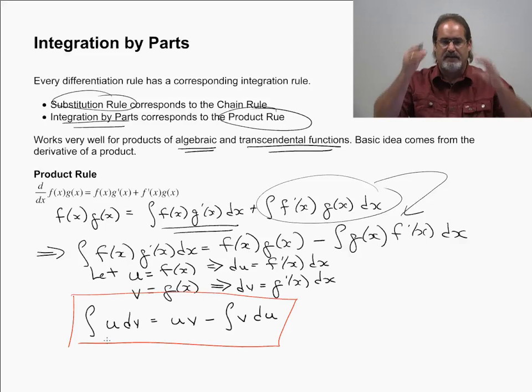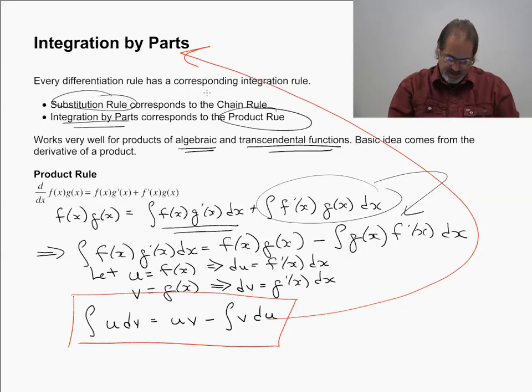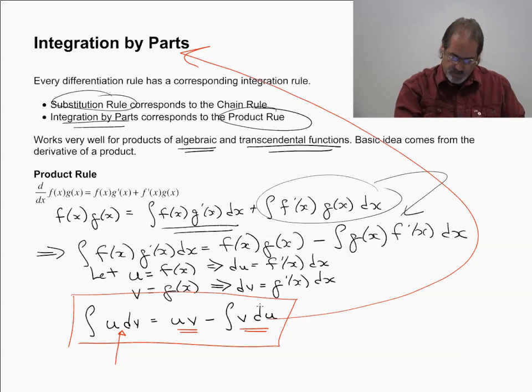So if I look at an integral and I can think of it in terms of u times dv, then by using these parts, I can go ahead and complete the integration. That may make a little more sense when we jump to an example here. So hold this idea.